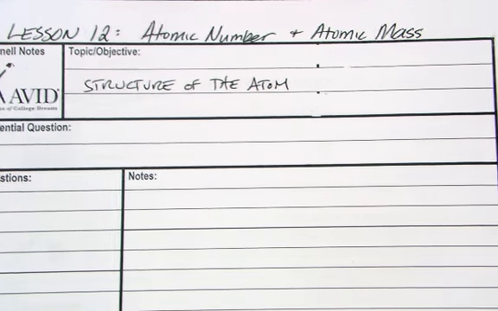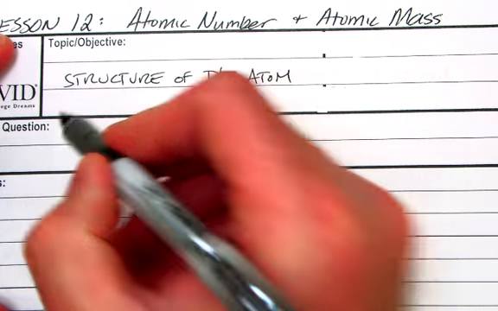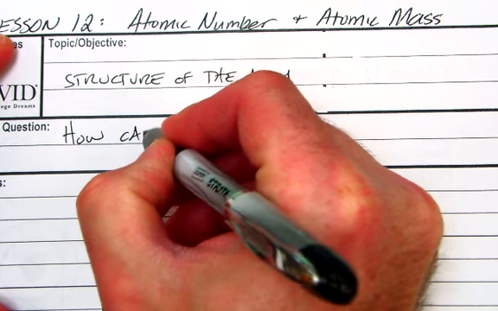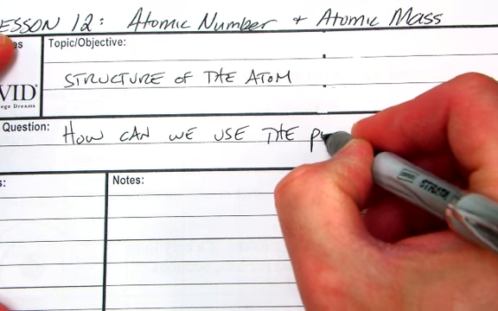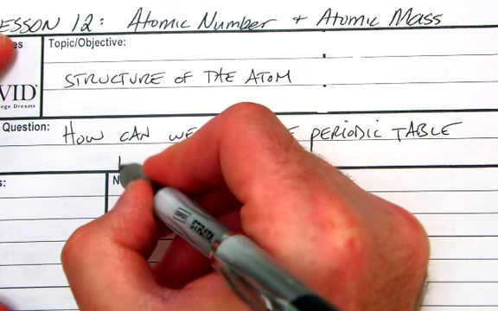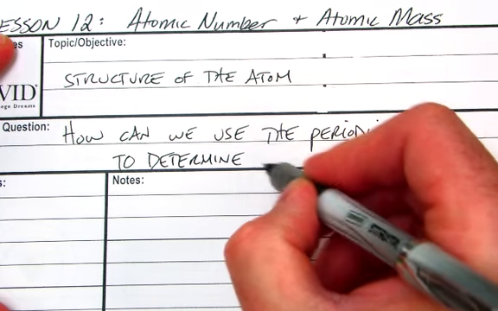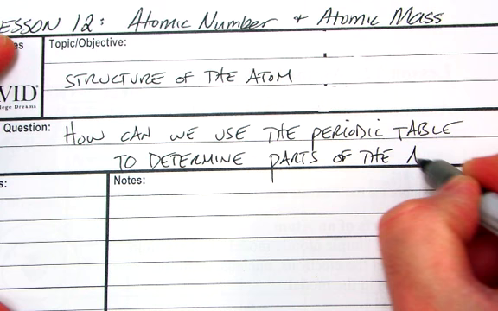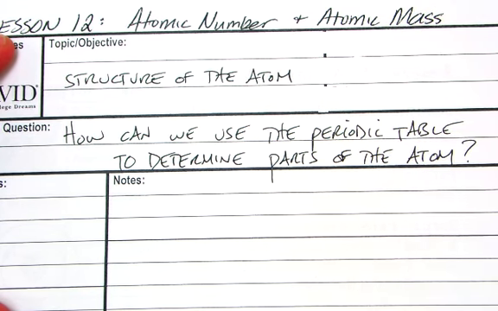Okay, it's going to be structure of the atom there. And then our essential question, which we're going to end up getting to, is: how can we use the periodic table to determine parts of the atom? Question mark. How can we use the periodic table to determine parts of the atom?